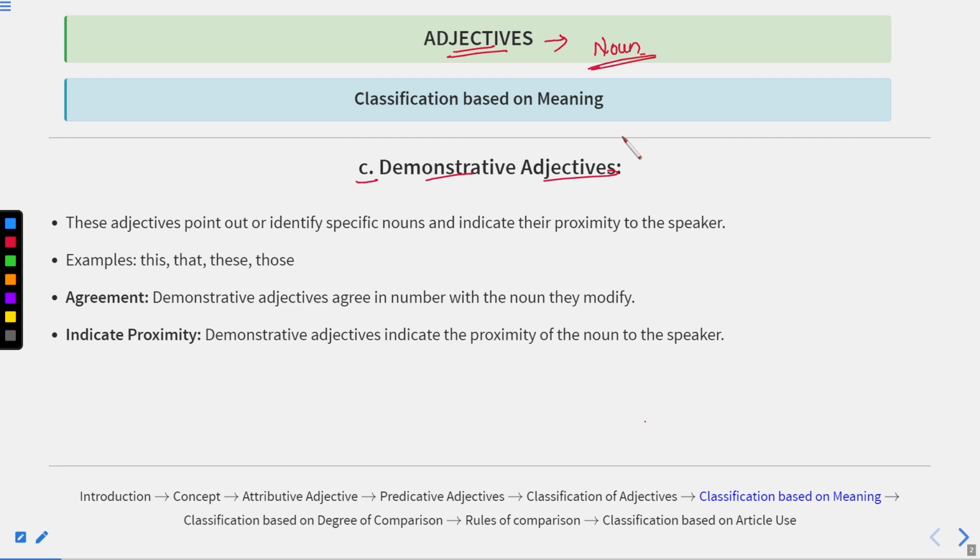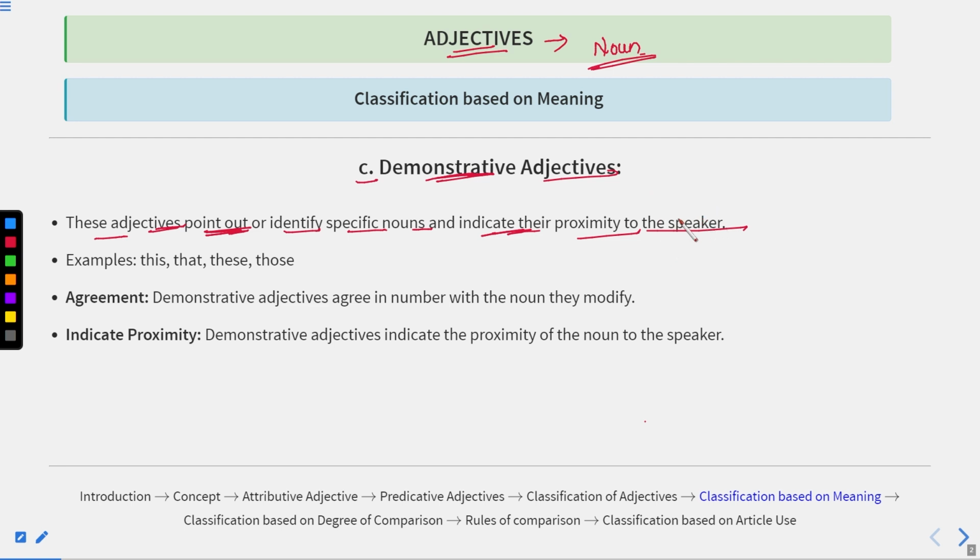We have to keep in mind that adjectives are used before a noun. Whenever we write a noun, before that we write an adjective, and that is known as an attributive adjective. This we have already discussed in our last session. Now here we'll begin with demonstrative adjectives. These adjectives point out or identify specific nouns and indicate their proximity to the speaker.